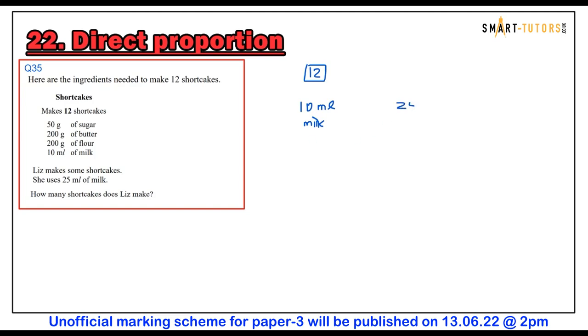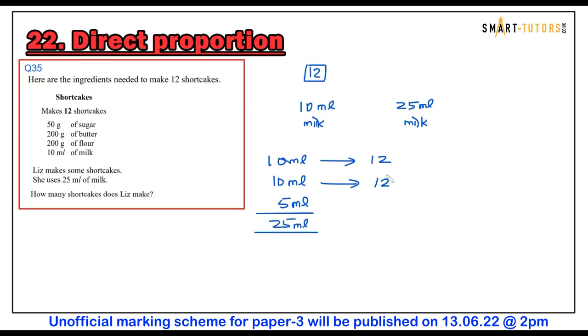So 25 milliliters of milk means you can do an easy method: 10 milliliters, you can get 12. Another 10 milliliters, you can get another 12 shortcakes. So another 5 milliliters to make the 25 milliliters. So another 5 milliliters requires 6. So 12 plus 12, 24, plus 6 is 30 shortcakes. So that is the easiest way.